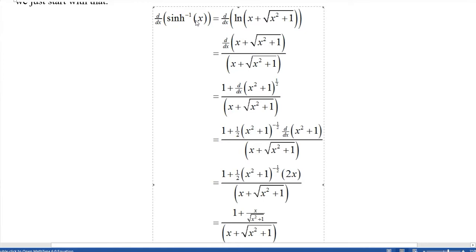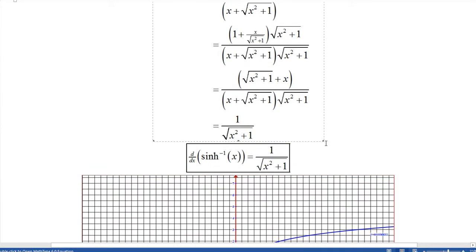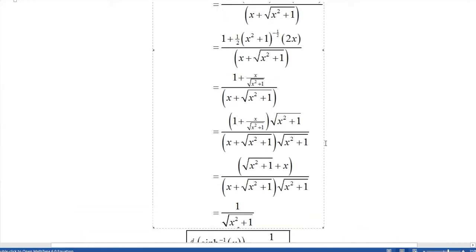So the derivative of inverse sinh of x is the derivative of the log of x plus square root of x squared plus 1. Well, now we know how to do this. This is log of u, so that's 1 over u, times the derivative of the inside. Now, by the way, I should have put the restriction that this part here must be positive. Okay, so let's keep going. That may or may not show up in the end.